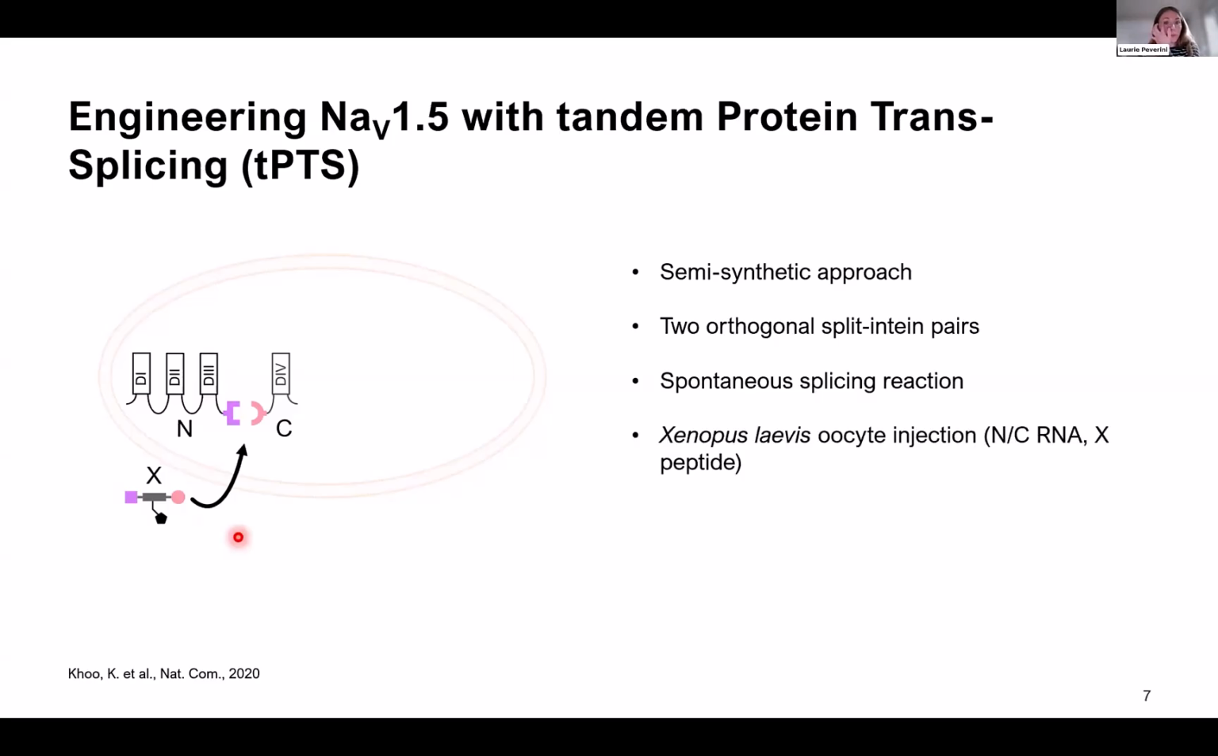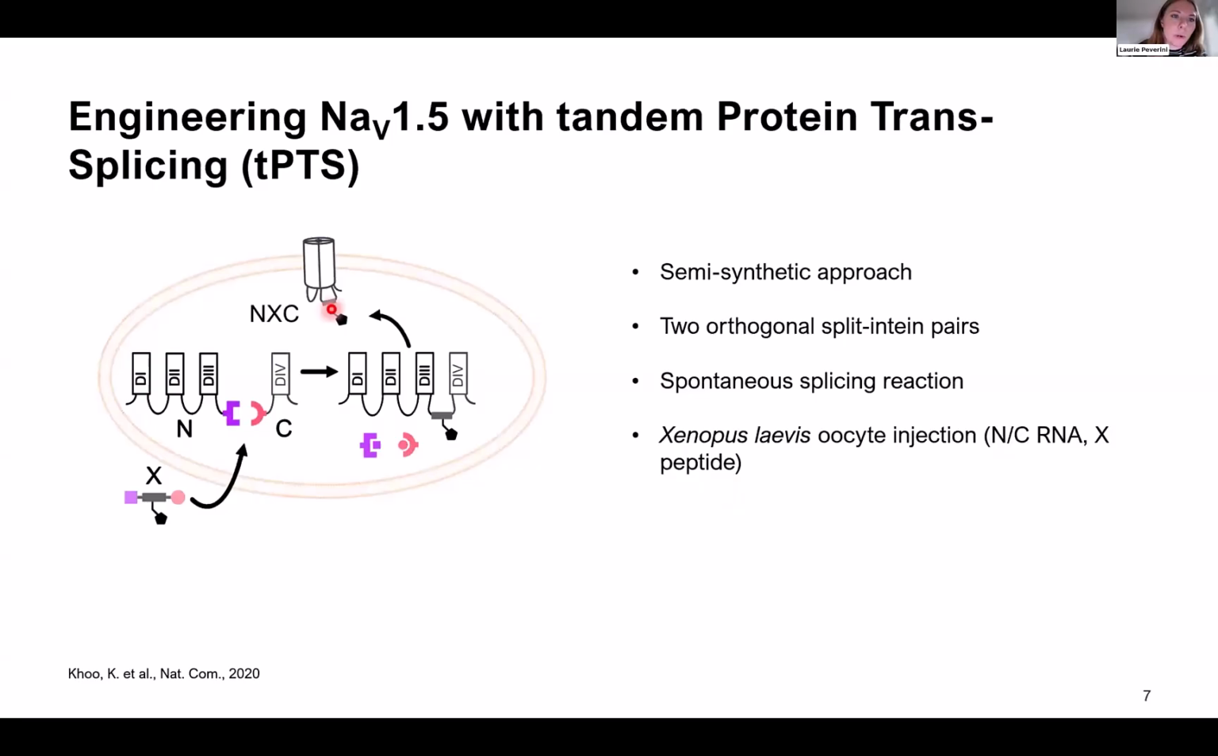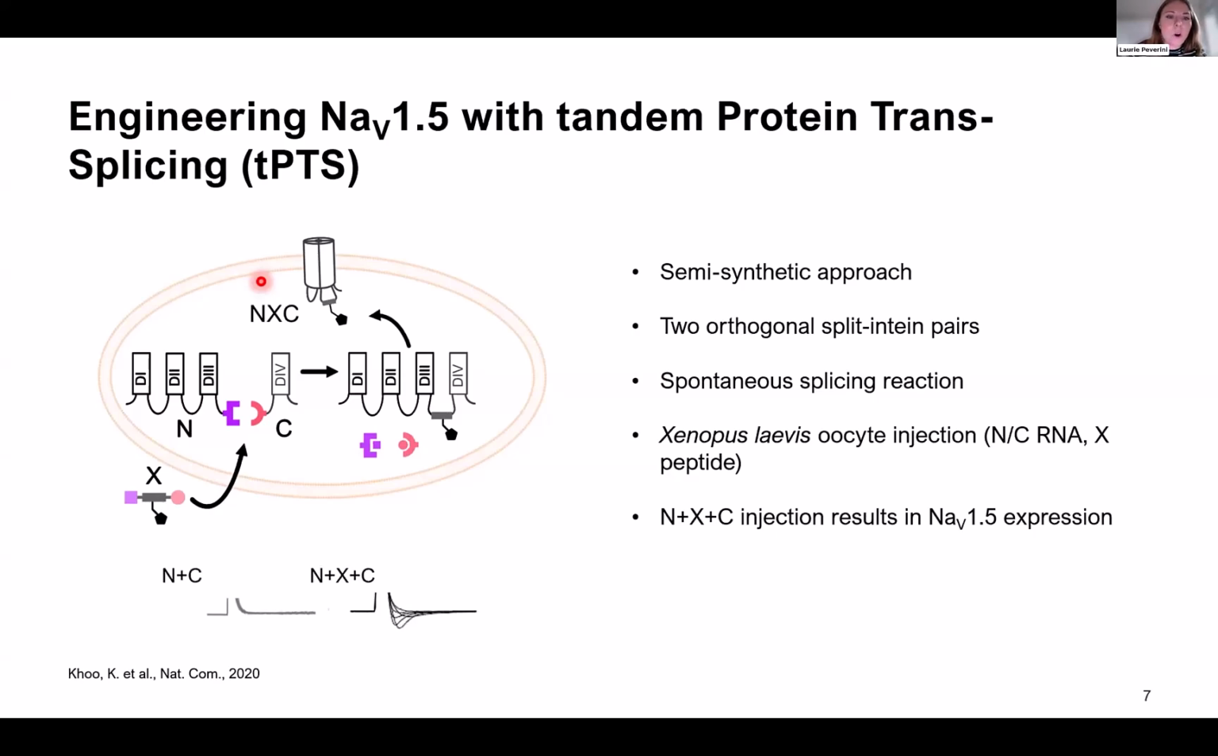Those parts of the channel can be injected into Xenopus laevis oocytes. The N and C parts can be injected as RNA, and the X part can be injected as a peptide. This allows the splicing reaction to happen and the expression of the full-length channel at the membrane of the oocytes. This formation can be followed by electrophysiology. Only the injection of the three components of the reaction can result in full-length NaV1.5 expression. The injection of only the N and C parts does not lead to the formation of the channel, as exemplified here because there is no current evoked by a change of potential.